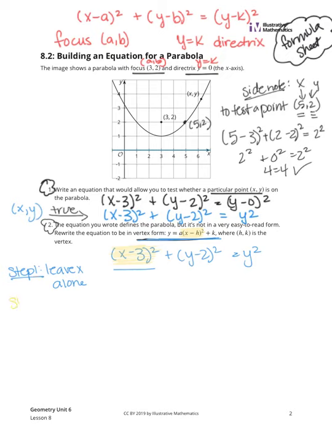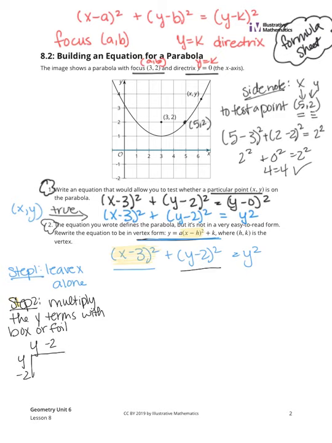So step 2, let me change my color. Step 2 is I'm going to multiply the y terms with either the box method or FOIL. It depends on which method you like to use. I'm going to show the box method. So (y minus 2) squared. Remember, you would do your y and your minus 2 horizontally and then vertically. You create your box, a 2 by 2 box. And my y times y is y squared.